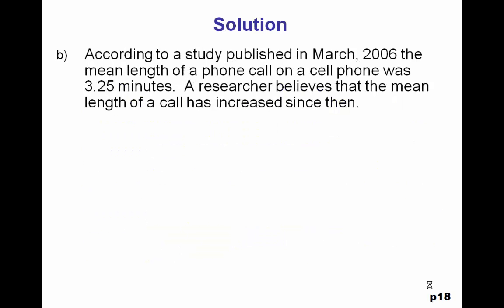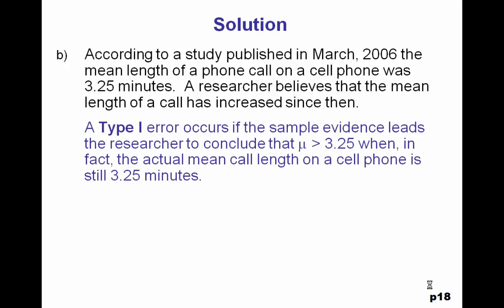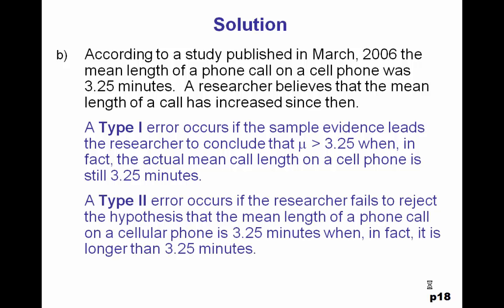Part B. According to a study published in March 2006, the mean length of a phone call on a cell phone was 3.25 minutes. A researcher believes that the mean length of a call has increased since then. A type 1 error would occur if the sample evidence leads the researcher to conclude that the population mean length for a cell phone call is greater than 3.25 when in fact the actual mean call length on a cell phone is still 3.25 minutes.